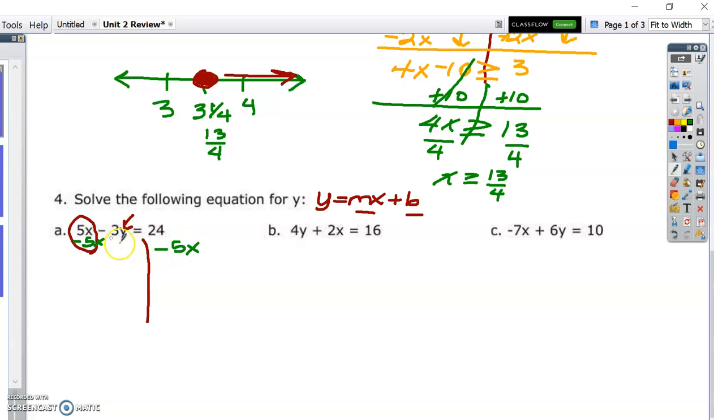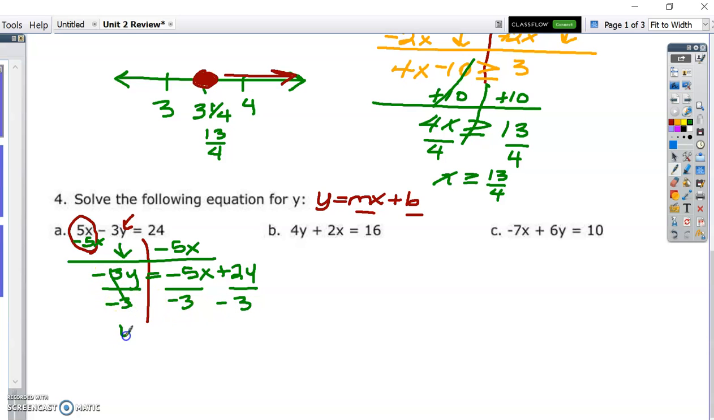Now, when you have two variables and this is literal, we're really just rearranging things. So the negative 3y comes down, equals, and now I'm going to put this in the correct order. So I'm going to have negative 5x plus 24. Then I'm going to go back and divide by the number in front of the y. So negative 3, negative 3, negative 3.